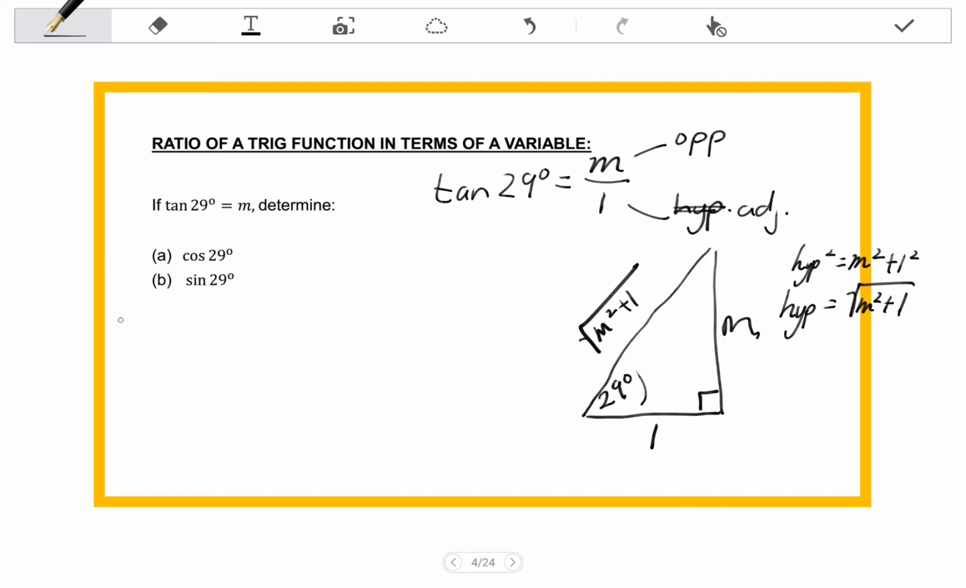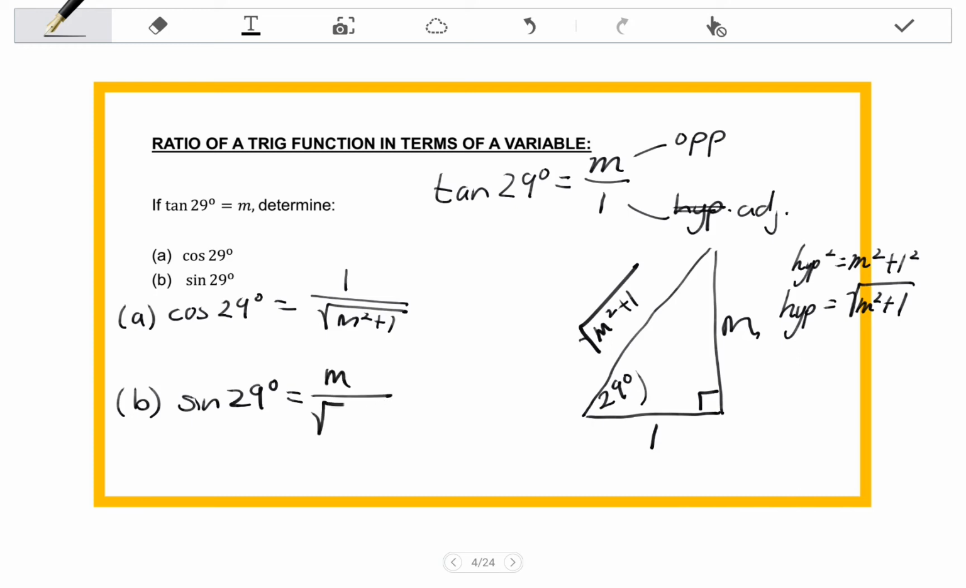Now by forming this triangle, I have all 3 sides, and I'm then able to answer these questions in terms of m. So cos 29 degrees, cos is adjacent over hypotenuse, so that gives me 1 over the square root of m squared plus 1. For b, I have sine of 29 degrees, and sine is always opposite over the hypotenuse. Now the side opposite the 29 degrees is m, and our hypotenuse is the square root of m squared plus 1.